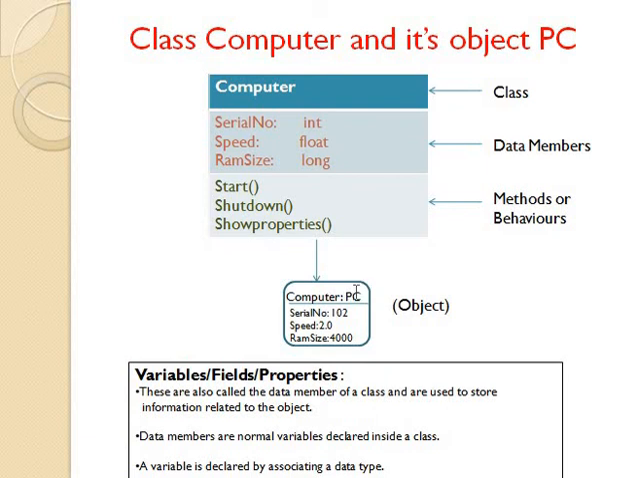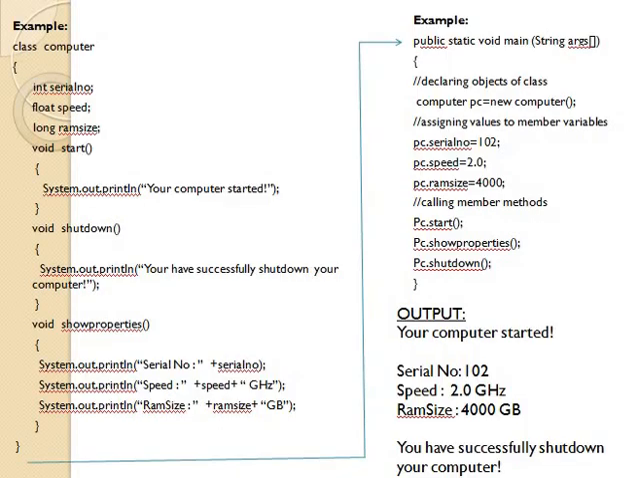Now once you interact with the class through this object called PC with the help of these methods, you will solve a real world problem that will shut down the computer, start up the computer, or even show the properties of a computer. Let's show how it happens.